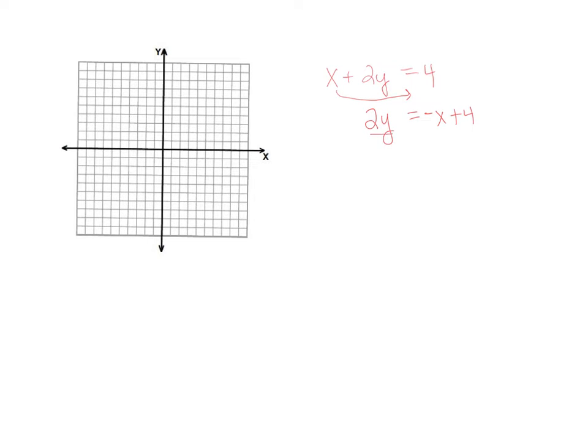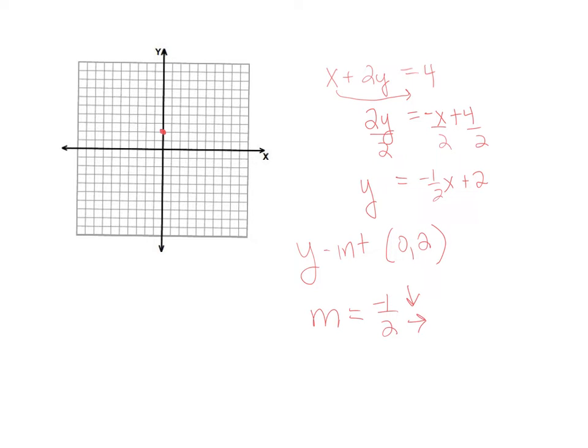And since this is 2 times y, I'm going to use my inverse operation. I'm going to have to divide everything by 2. And this will give me y equals negative 1/2 x plus 2. And so that tells me that my y-intercept, my starting value on the y-axis, is at 0, 2. So I'm going to place that point right there. And then my slope is negative 1/2. And so I'm going to move down 1 and to the right 2.